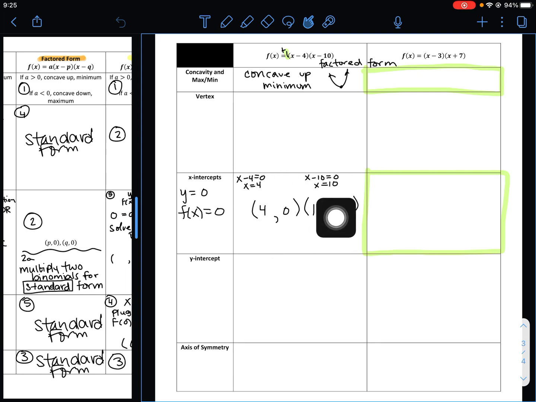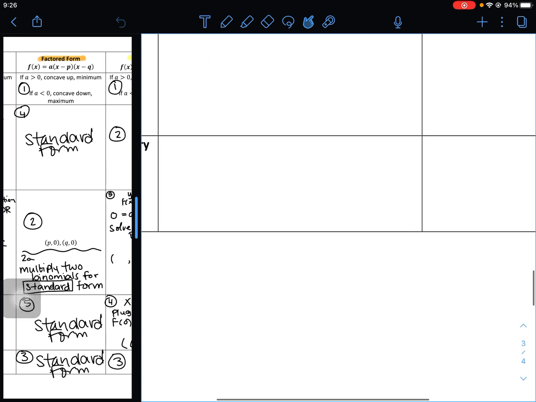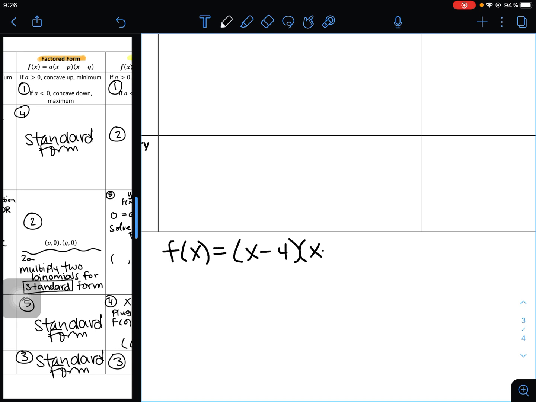What we're going to do from here is not worry about it being in factored form. Step 3, we're going to multiply those two factors, which is our step 2a. We're going to put our function in standard form and then follow the standard form procedure. So in this space underneath here, I'm going to rewrite the function. It was f of x equals x minus 4 times x minus 10. And we're going to multiply those two binomials out, which is then going to give us the standard form of the function.